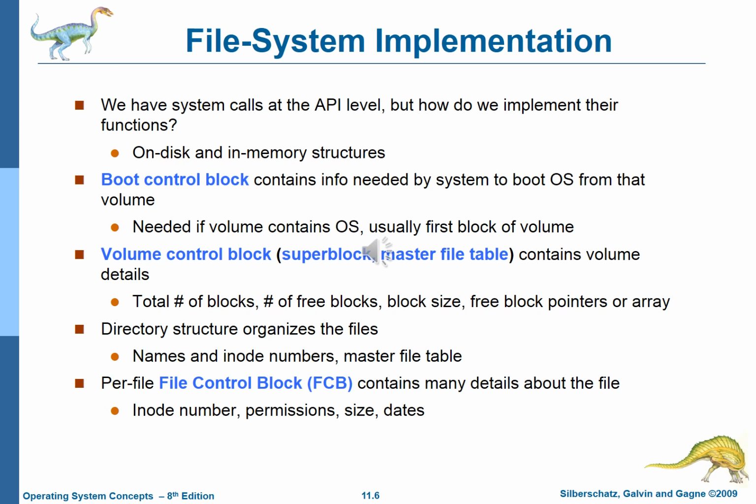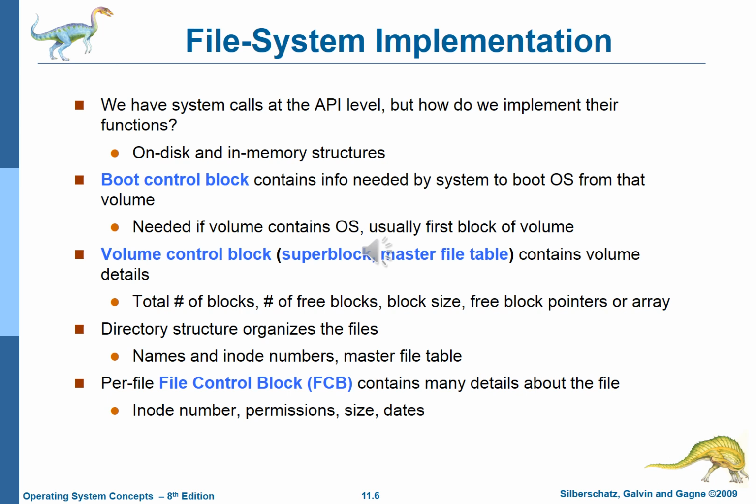A file system also contains a boot control block, which contains booting information. A hard disk has a specific location which contains booting information. So if some OS has to be loaded, then initially that location has to be searched. That location will contain the location of the operating system to be loaded. Each volume, each partition, contains some details that include the number of blocks in that volume, the number of free blocks, block size, and free block pointers or array.